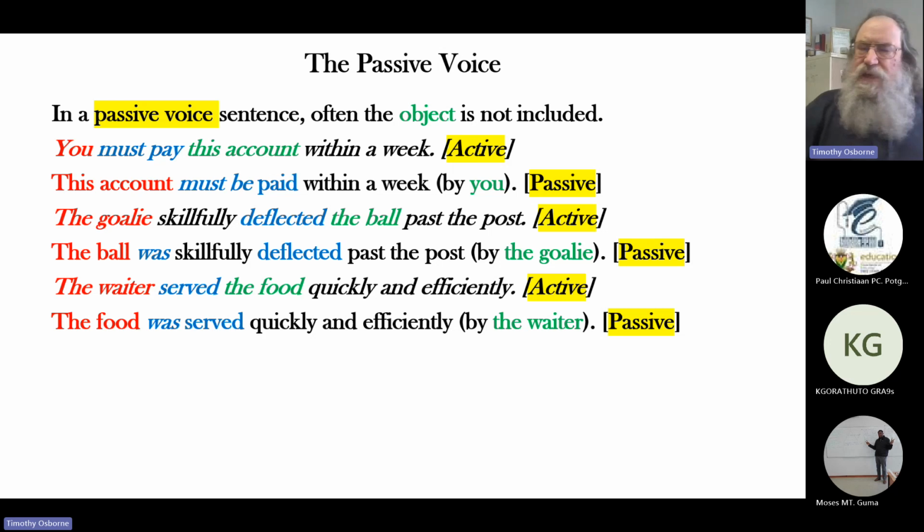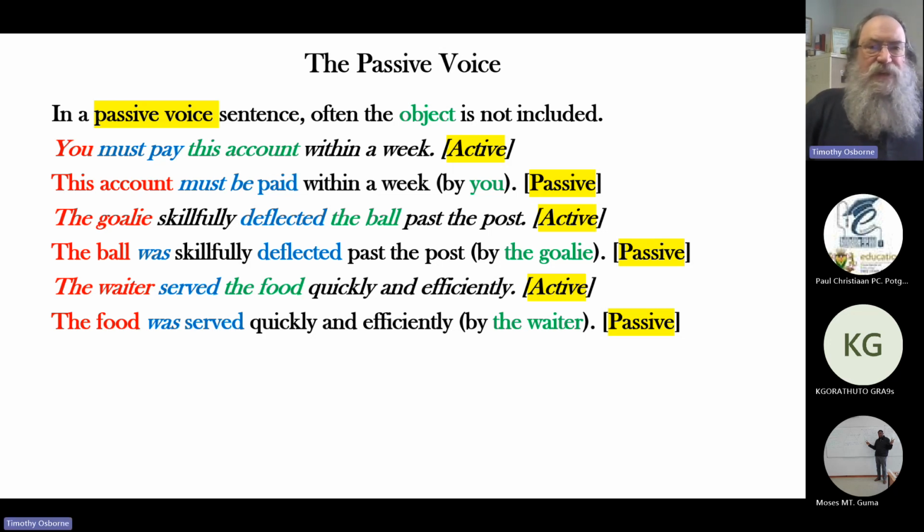In the active voice, you've got this here. You must pay this account within a week. Now, let's put it into the passive. This account must be paid within a week. And that's, you can stop at that point. You don't have to write by you. It's understood from the context. All right. Then here's another example.